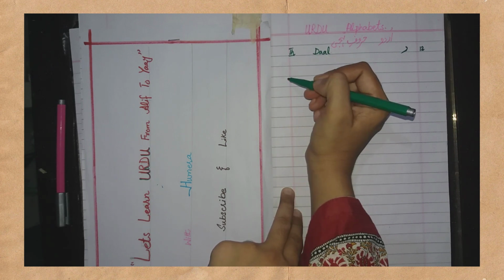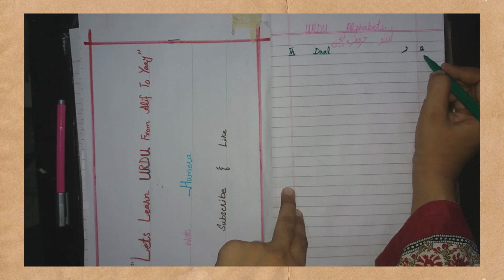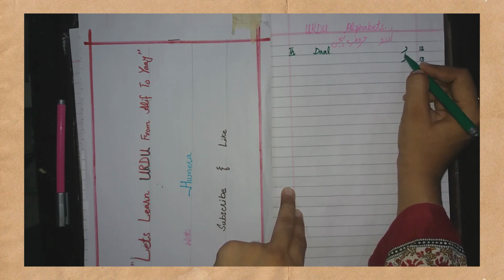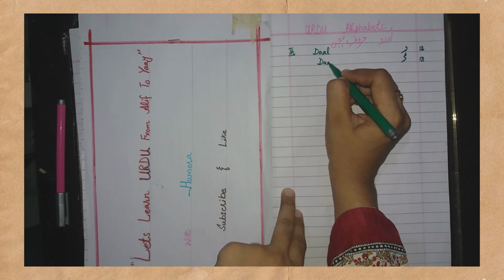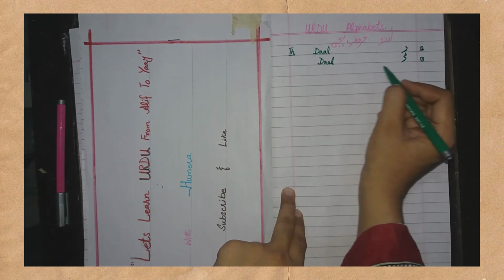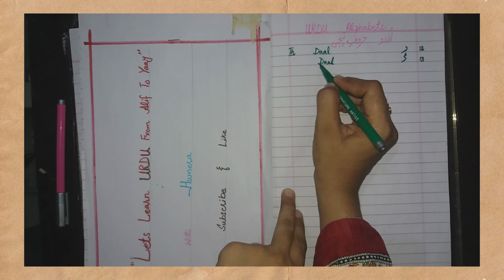Okay, next is 13, which is Dal. Dal has the same shape, but it has a little symbol on it, and it has the pronunciation of Dal, and its sound is like the alphabet D.